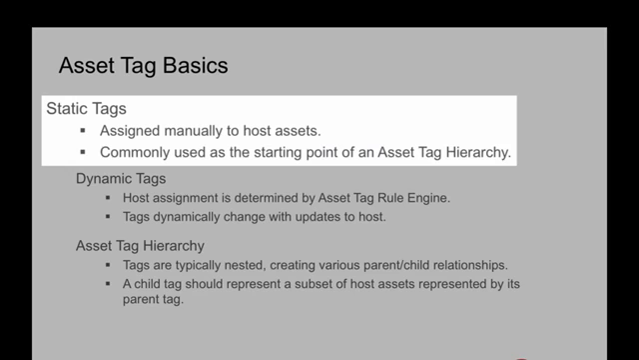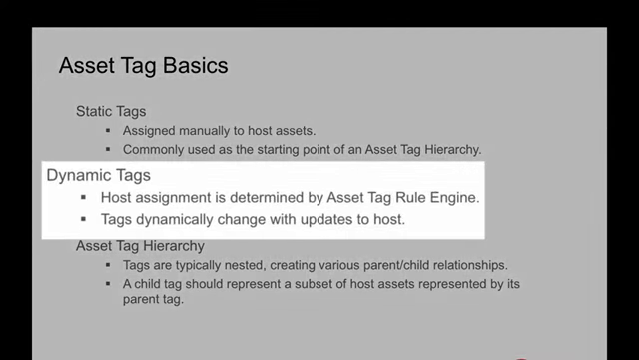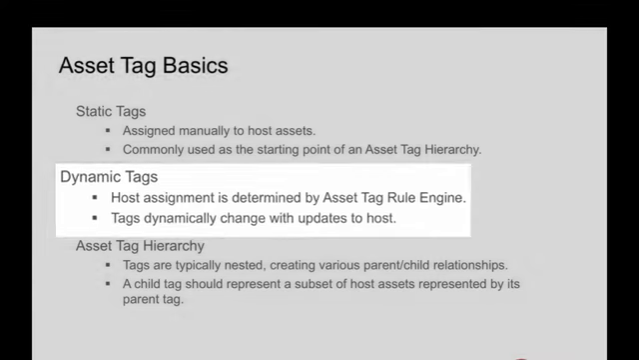Static tags are commonly used to establish the starting point for individual asset tag hierarchies. Dynamic tags, on the other hand, are automatically assigned to host assets based on their rule engine. Asset tag rule engines focus on different host attributes, and when these attributes change, so do their respective tags.